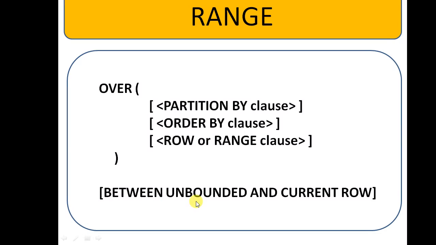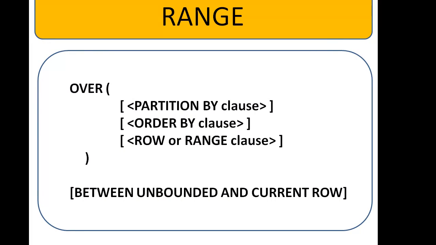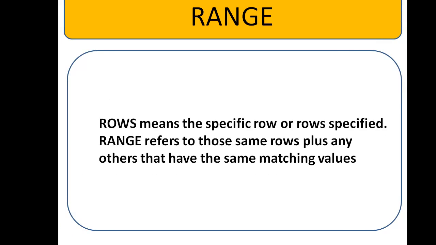Between unbounded and current row identifiers only. So we cannot mention the number of rows because it's a range. We can mention only the range between the current row and the unbounded identifiers. It may be unbounded preceding or unbounded following. ROWS means the specific row or rows specified. RANGE refers to those same rows plus any others that have the same matching values.